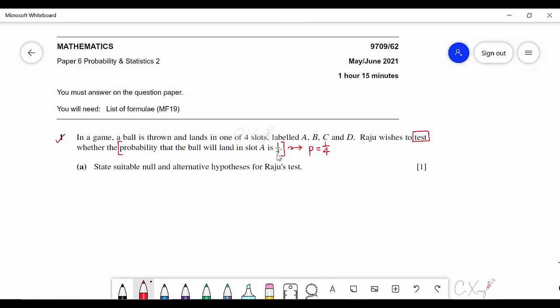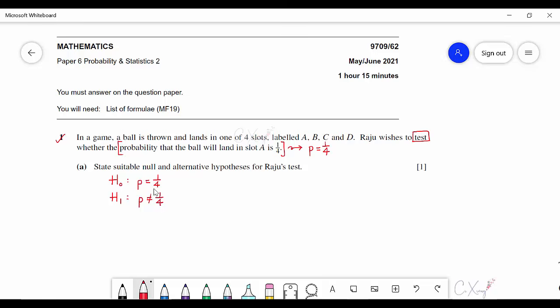Okay, so let's start with question number A. They want us to state suitable null and alternative hypotheses for Raju's test. Since from this sentence itself we can write out P equals to 1 over 4, you see the equal sign here. Wherever we have anything with an equal sign, we should put it under the null hypothesis, and the alternative hypothesis will be the opposite meaning of it. So we have P equals to 1 over 4 as our null hypothesis, and therefore the alternative hypothesis will be not equals to 1 over 4.